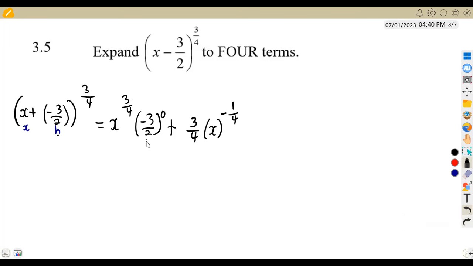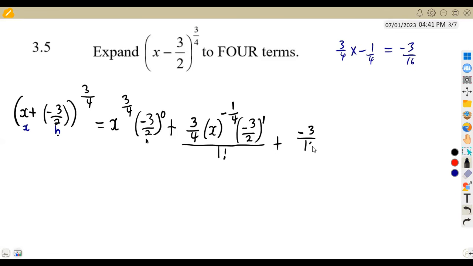Whilst the part of h, this is your h part, is increasing. It is at 0 here. So it's going to be minus 3 over 2. It's now at 1. So 0, 1, 2, 3, and so on. All right. So everything over 1 factorial. Okay. Plus, we move on. We multiply again. We drop the exponent. Minus 1 over 4 multiplies 3 over 4. So from your calculator, if you multiply 3 over 4 in this case, times minus 1 over 4, you're going to get minus 3 over 16 from your calculator. So that will be negative 3 over 16.